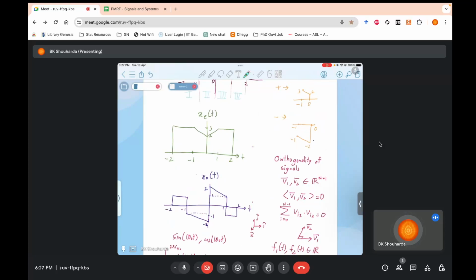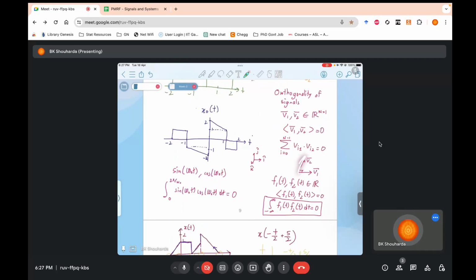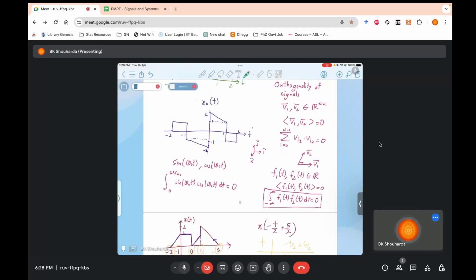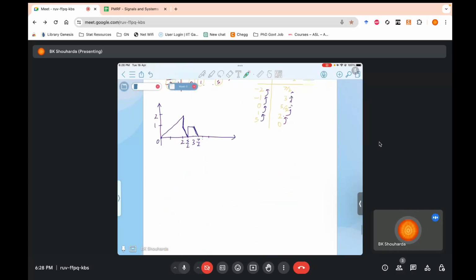Then orthogonality of signals. If you have two vectors in general, their dot product in various senses is the integral from minus infinity to infinity of the product of the two signals, or the summation of x1[n] x2[n], n equals minus infinity to infinity. If that is 0, then the dot product of the two signals is 0, which means that the signals are orthogonal.